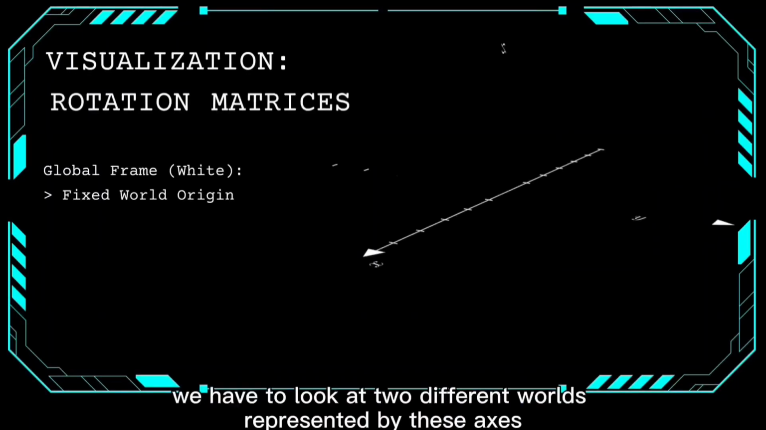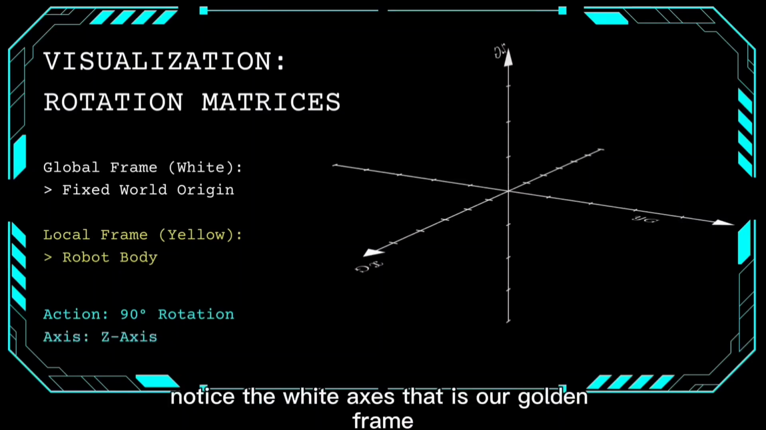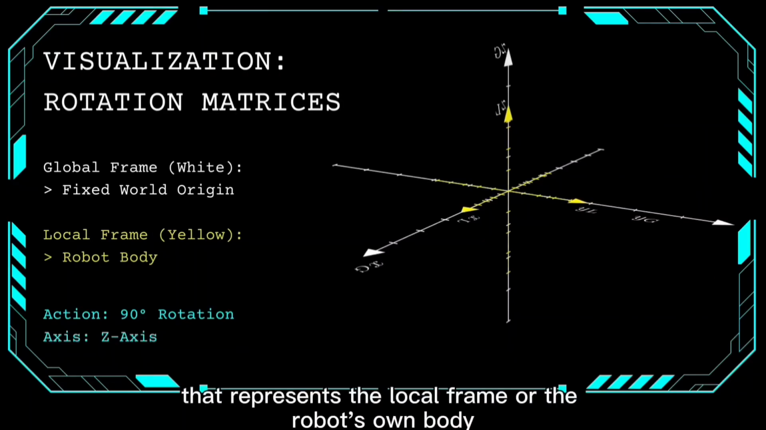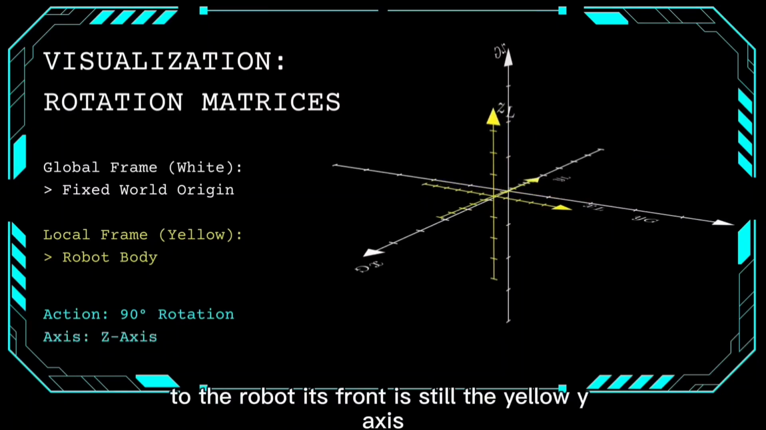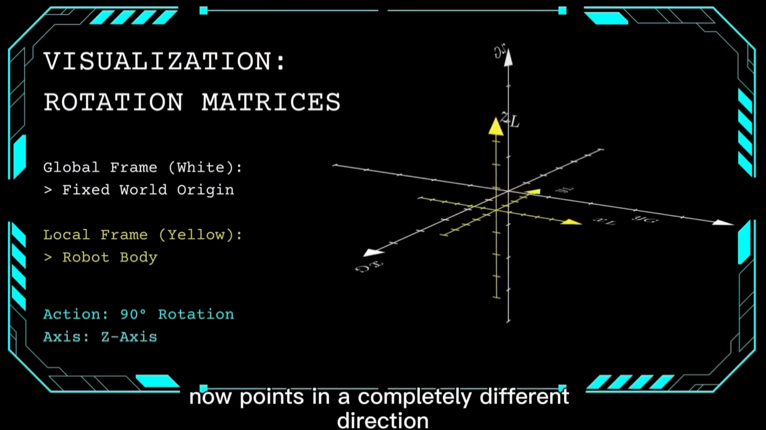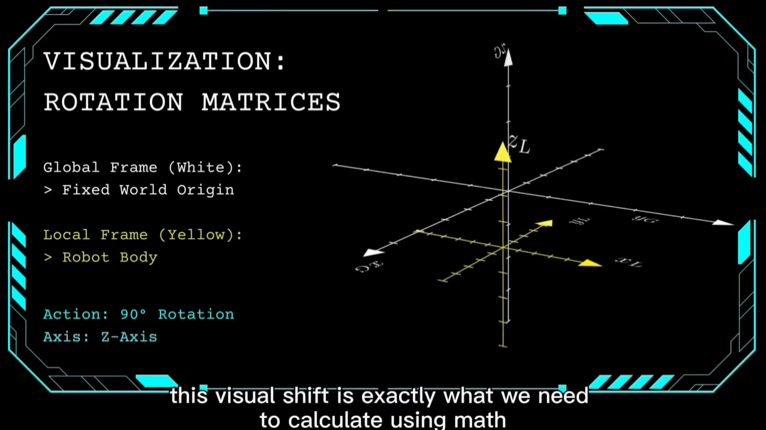To solve this, we have to look at two different worlds represented by these axes. Notice the white axis, that is our golden frame, the fixed room that never moves. Now look at the yellow axis, that represents the local frame, or the robot's own body. Watch as the robot performs a 90-degree rotation. To the robot, its front is still the yellow y-axis, but look at how that yellow arrow now points in a completely different direction compared to the white global map. This visual shift is exactly what we need to calculate using math.